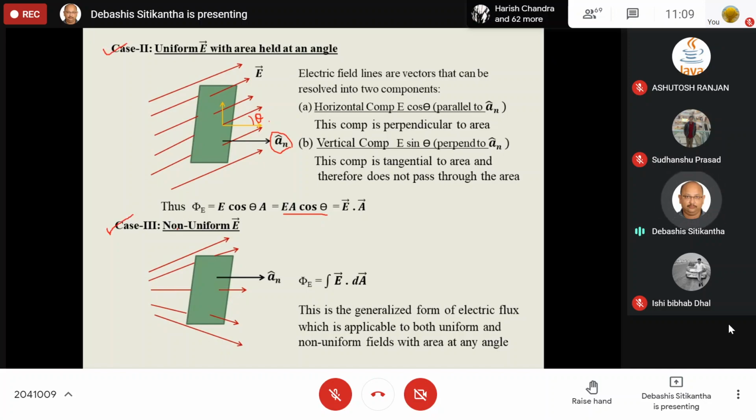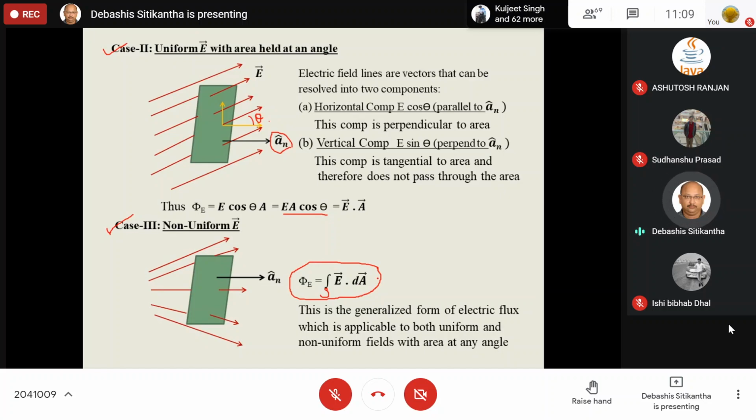Now, usually it is very rare to get a uniform electric field, but most of the time we deal with non-uniform electric fields. In this case, how do we calculate the electric flux? We make use of integration, and the expression is phi e equals the area integration, or surface integration, of E vector dot dA vector.